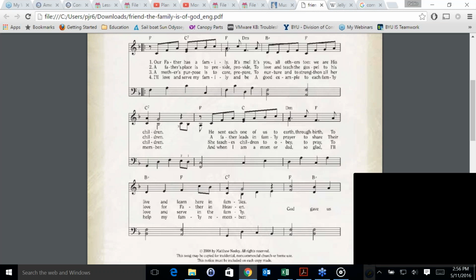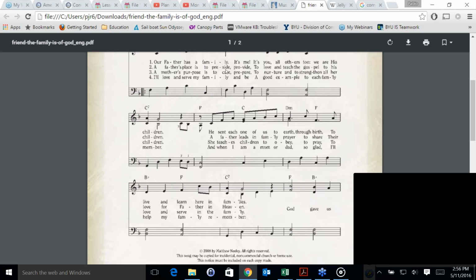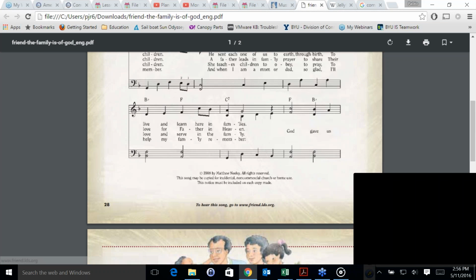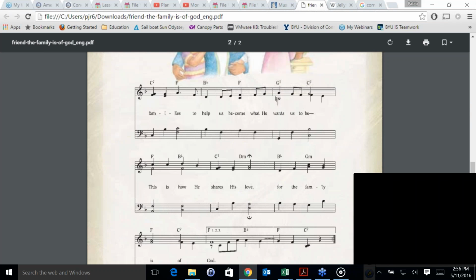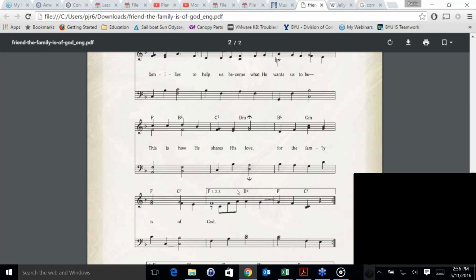Yeah. Our Father has a family. It's me. It's you. It's all others too. We are His children. He sent each one of us to Earth through birth to live and learn here in families. God gave us families to help us become what He wants us to be. This is how He shares His love, for the family is of God.